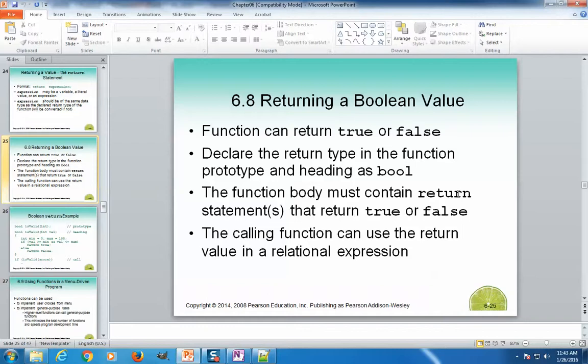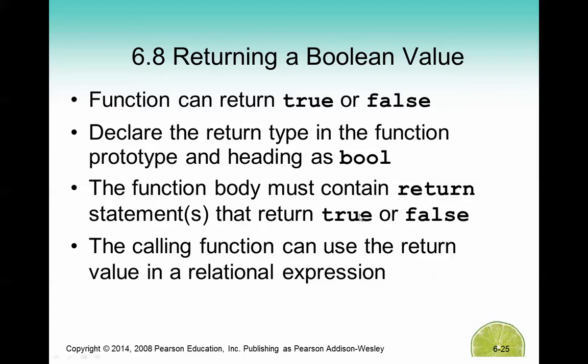Okay, we can return a Boolean value as well. And the Boolean value is going to be true or false. We declare the return type instead of void, we're going to be putting Boolean, right? The function body must contain a return, and we don't return a variable, we don't return a constant. What we return is the keyword true or the keyword false.